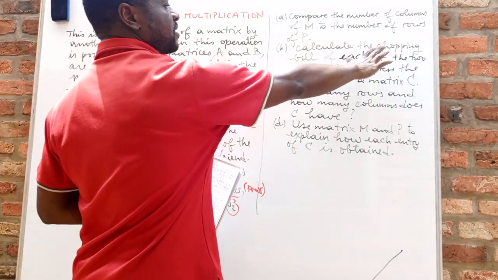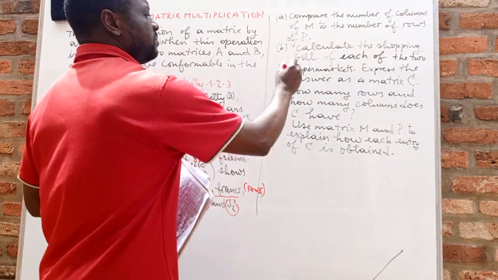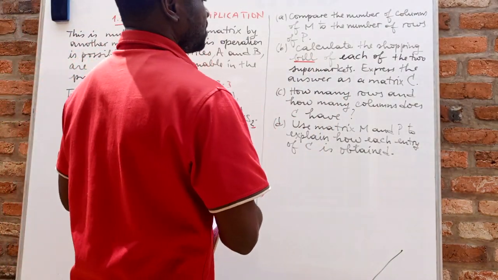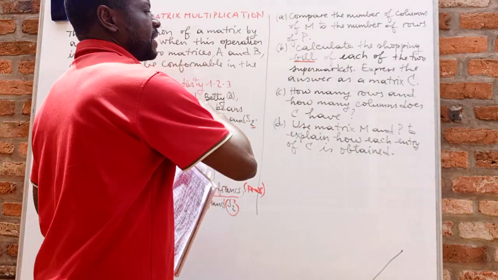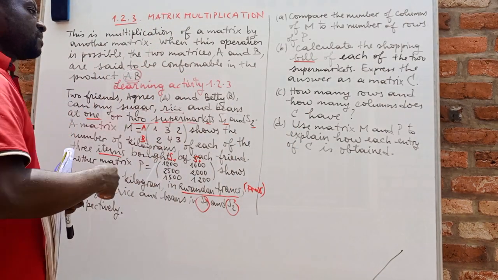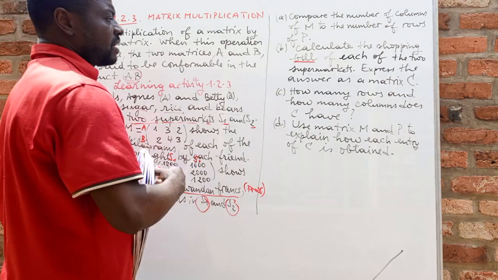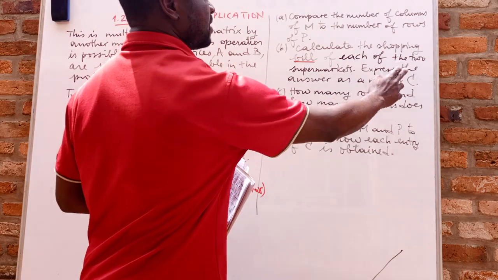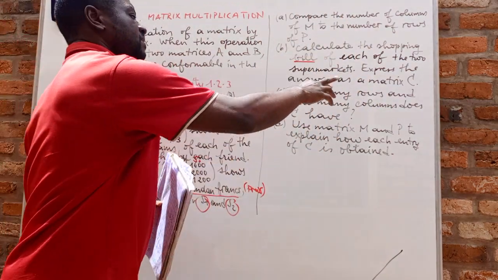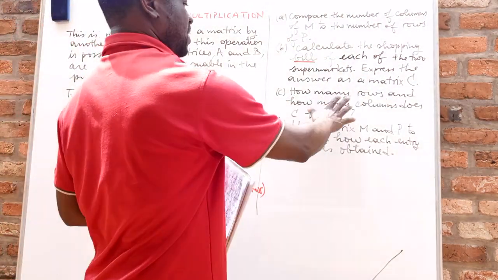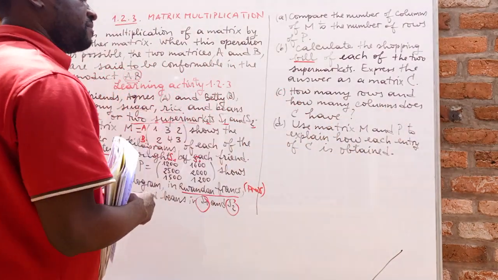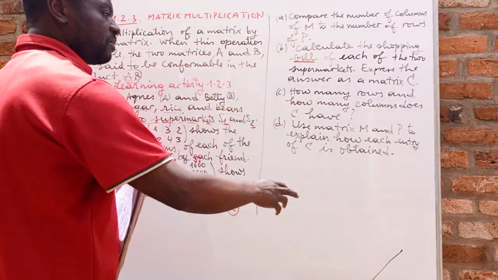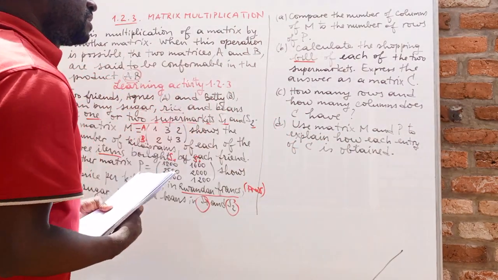B, calculate the shopping bill, the bill for each of the supermarkets, for each person, Agnes and Betty. C, express the answer as a third matrix, suppose C. How many rows and how many columns does C have? D, use matrices M and P to explain how each entry of C is obtained.